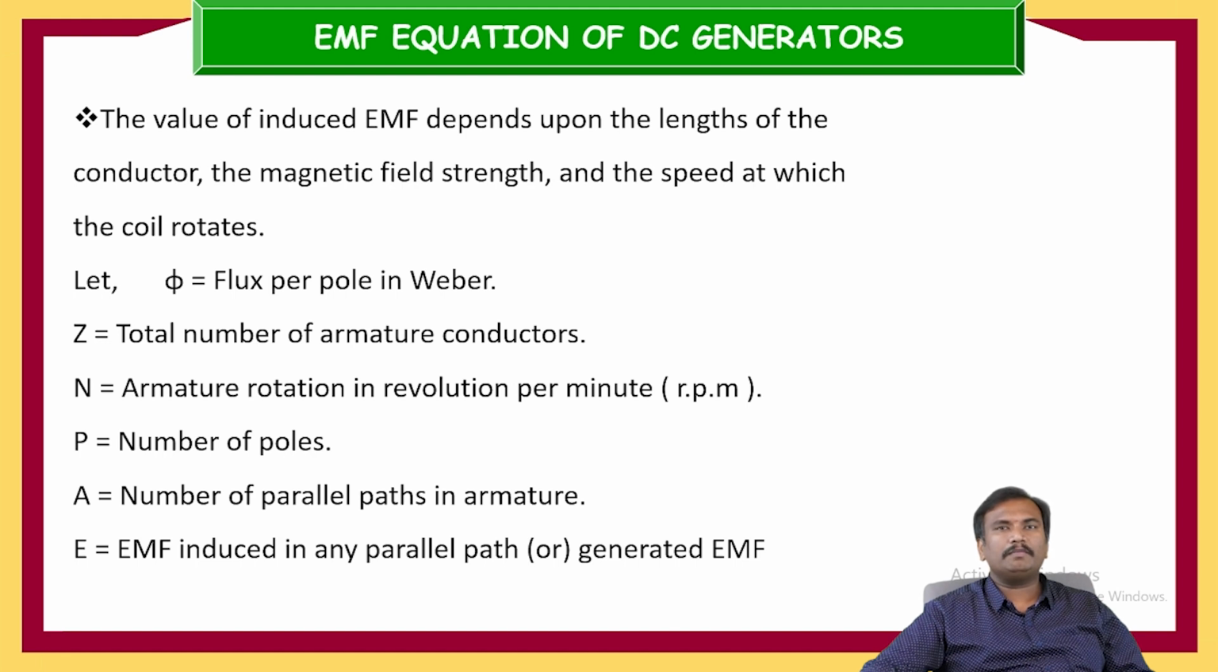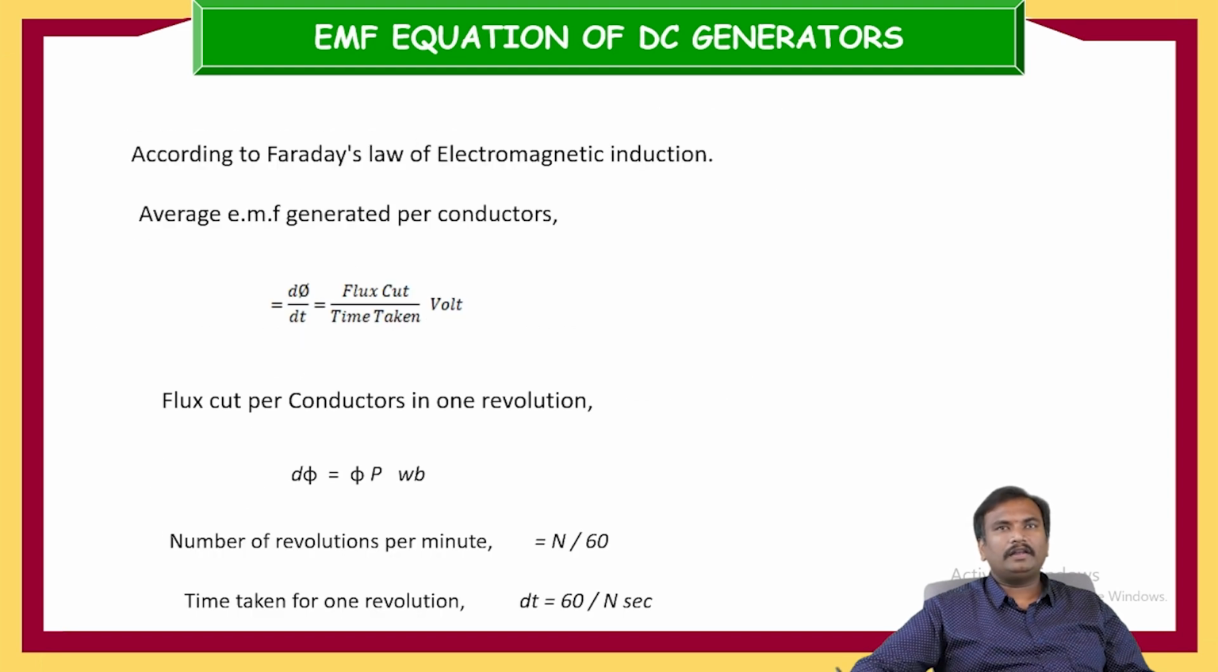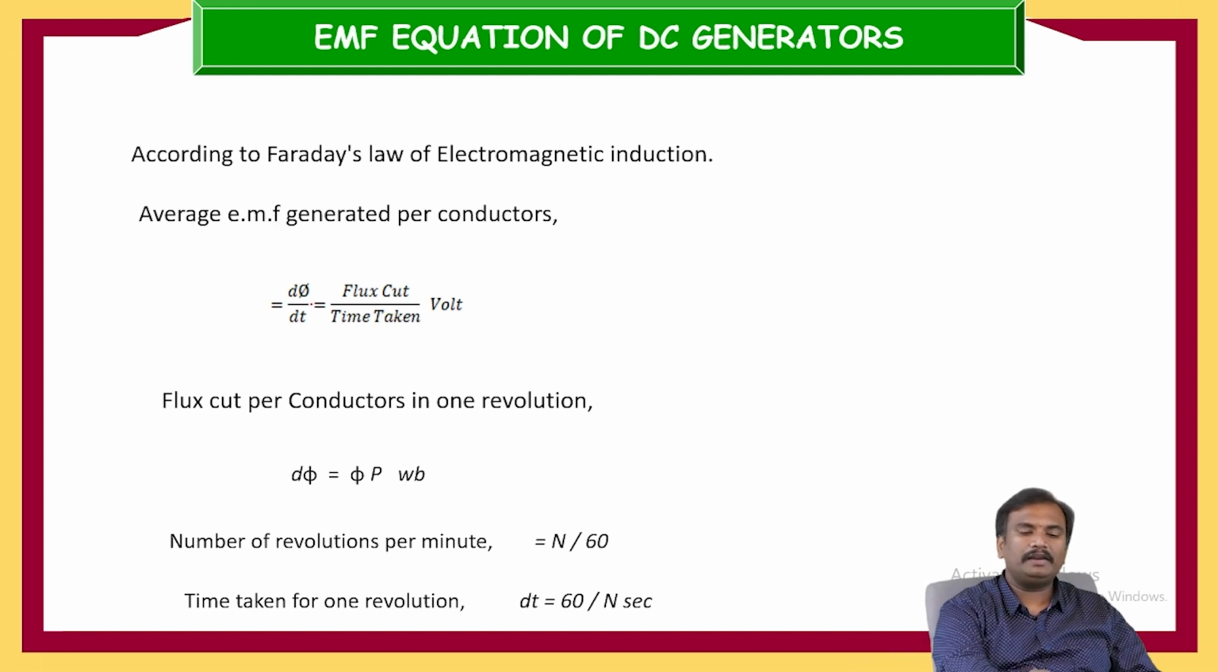And E is the EMF induced in any parallel path, or generated EMF. Here, according to Faraday's law of electromagnetic induction, the average EMF generated per conductor is equal to dφ/dt, that is, the rate of change of flux linkages. Here, flux cut divided by time taken, and flux cut per conductor in one revolution is dφ = φ into the number of poles available.